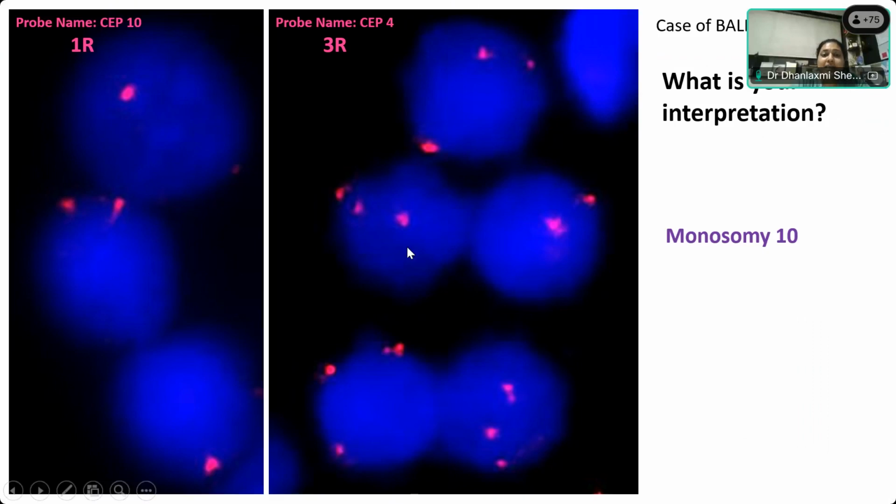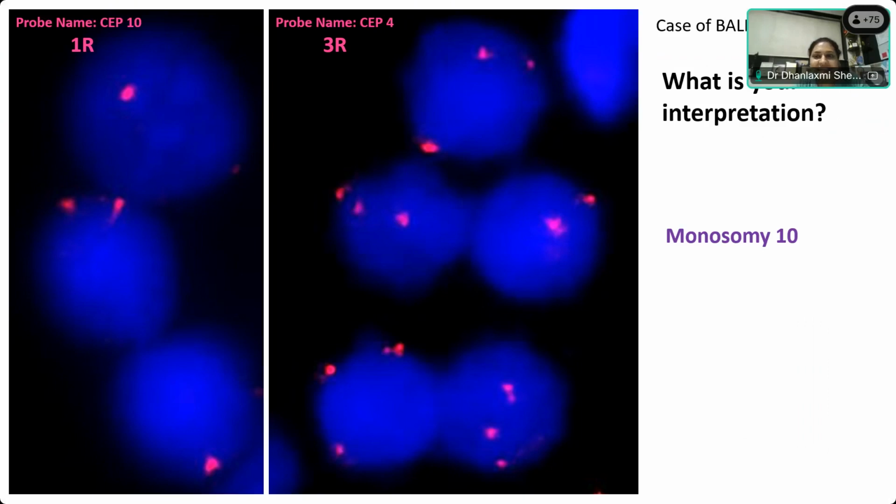Here you can see three signal patterns. Which probe is being used here? This is a centromeric probe for chromosome 4. You can see three red signals here, right? In a few cells, of course, there are two. You need to understand these are clonal abnormalities when you're talking about a bone marrow disease. So when you see three red signal patterns, what would be the interpretation? I would request the audience to interpret.